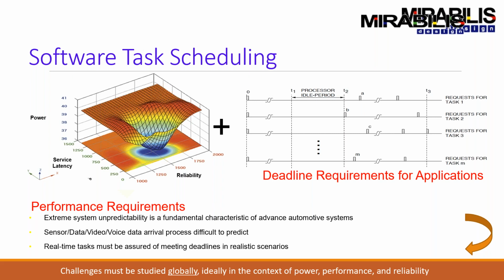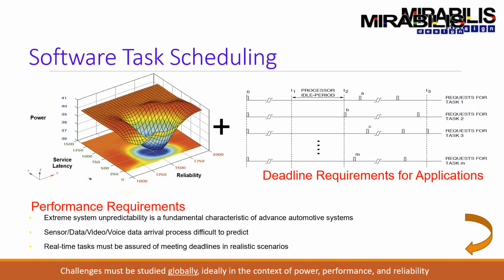If you take things like, for example, in this case, the automotive system, you're going to have extreme unpredictability because of the huge amount of data that's going across these networks. What ends up happening is a combination of sensor data, video, voice, all of these. It's really starting to become very difficult to predict exactly when they arrive at each of the engine control units. The real-time tasks must be assured of meeting deadlines.